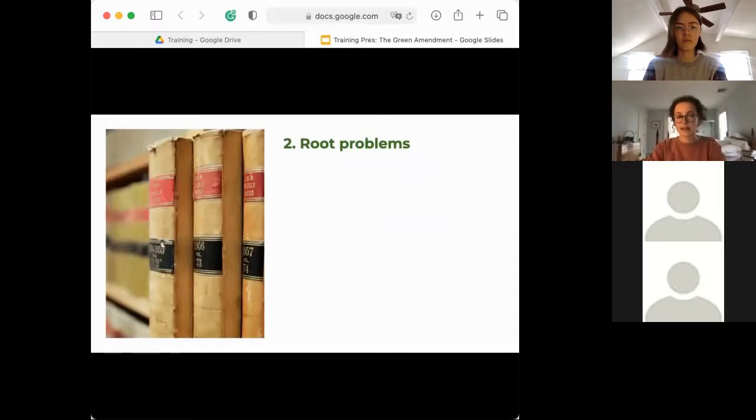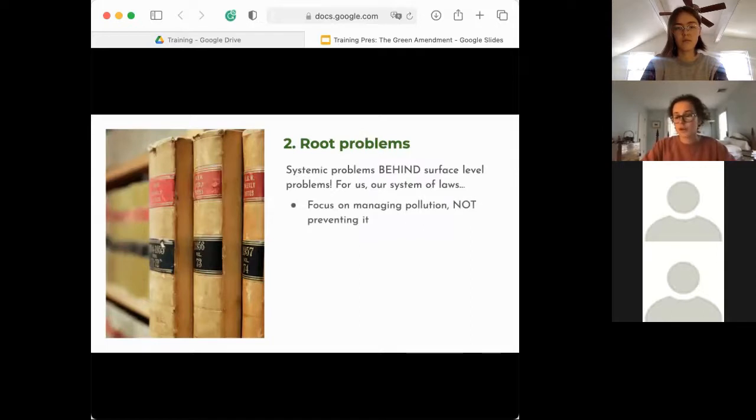Okay, so the second level of these problems that we're going to talk about today are root problems. So these are the systemic problems behind the surface level problems. For us, this mainly focuses on our system of laws. So these surface level problems are the symptoms of these bigger issues, and these issues are harder to see and therefore also harder to fix.